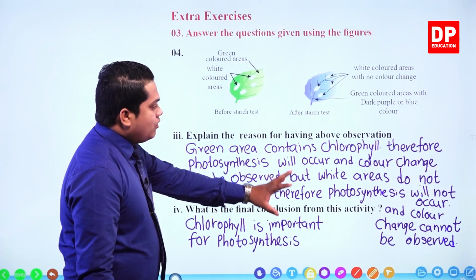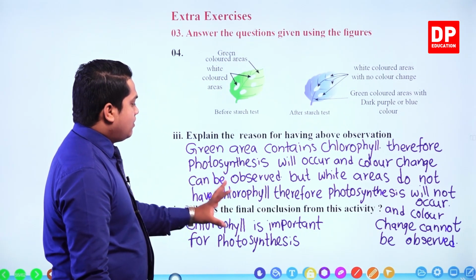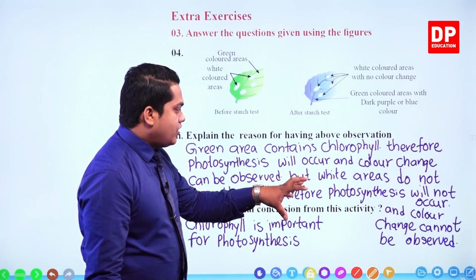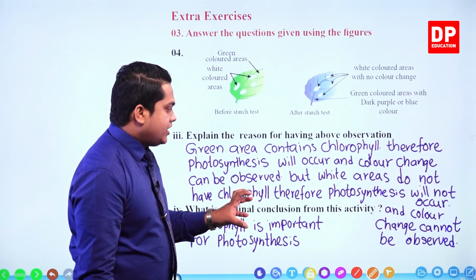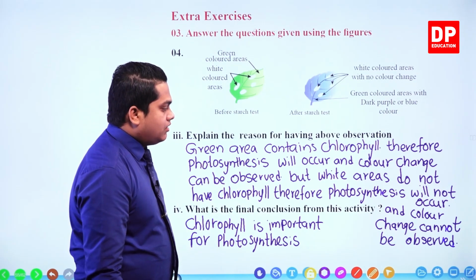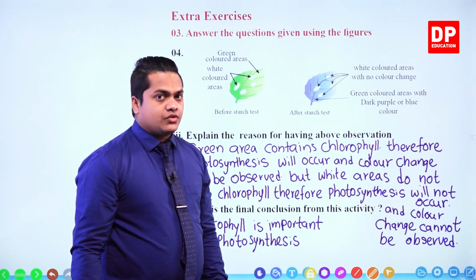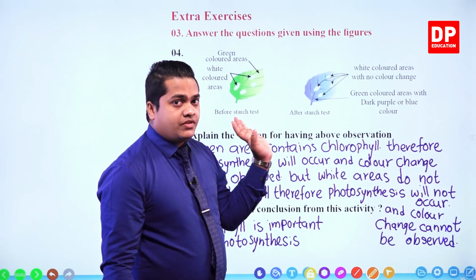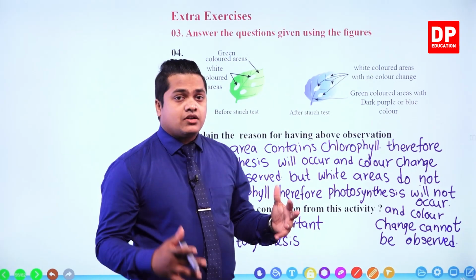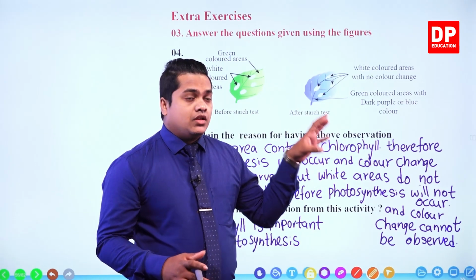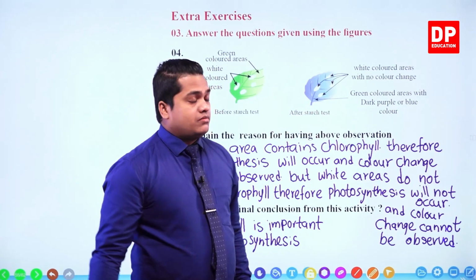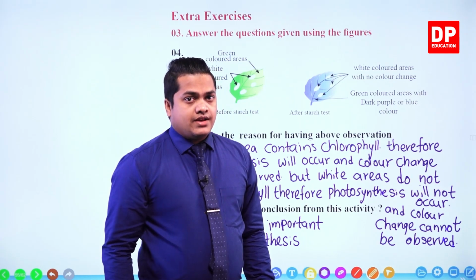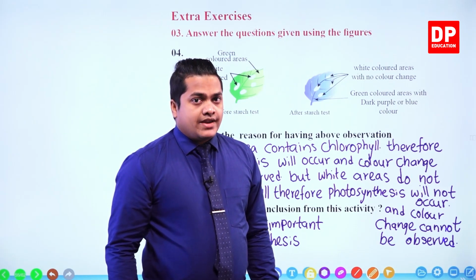However, white areas do not have chlorophyll, right? Therefore, photosynthesis will not occur and color change cannot be observed. So this is the reason for having this kind of an observation. In whiter areas, we can't observe the color change. However, in this greenish area, we can observe the color change. So starch is produced only in greener areas, but not in whiter areas.